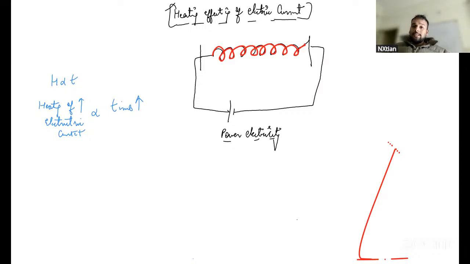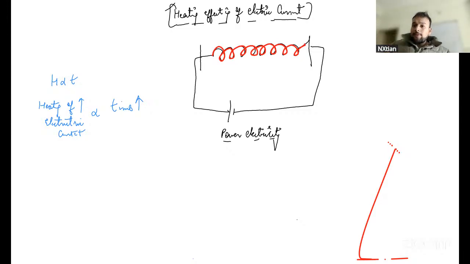It's heated up because the electric current is flowing into the coil for a longer time, for 11 hours, and that makes the fan hot. It's giving heat. Sometimes it damages the coil also. Why? Because the heating effect of electric current makes the component burn. Did you understand?